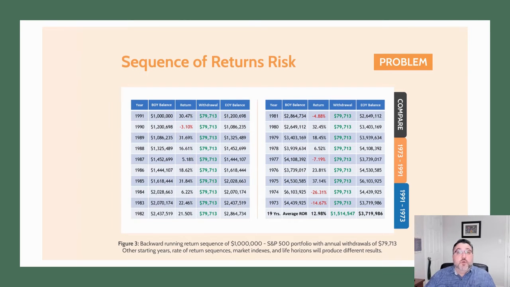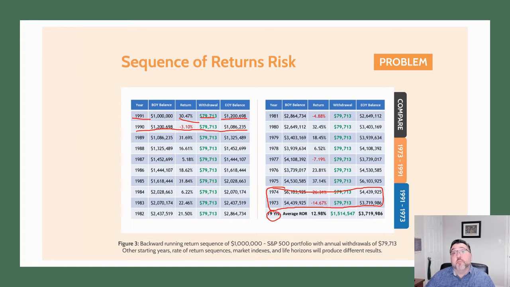So let's now reverse the sequence of returns. We're going to start off with the investor putting in their $1 million in 1991, and we used that first year return where there was a gain of 30.47%. There's your withdrawal, and there's the end of year balance. Year 2, same thing, a small loss, but we take you all the way down to 1974 and 1973. And you can see there what the losses were.